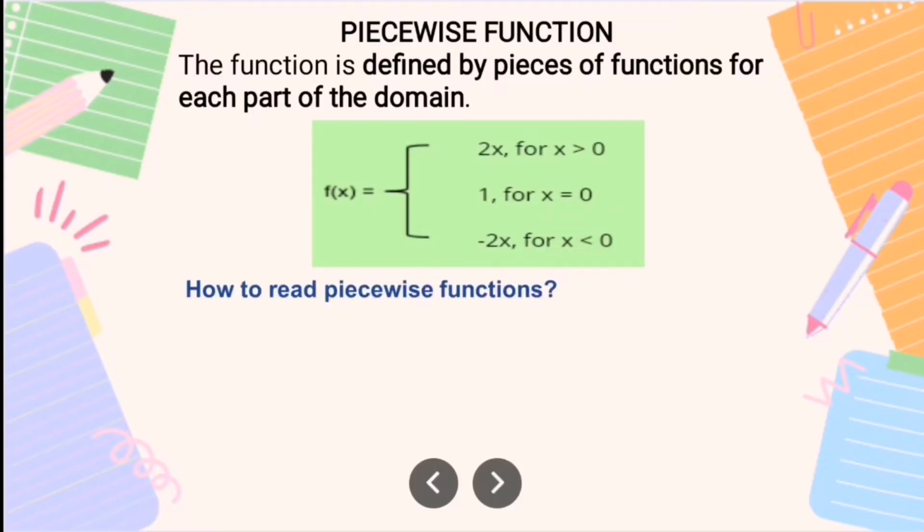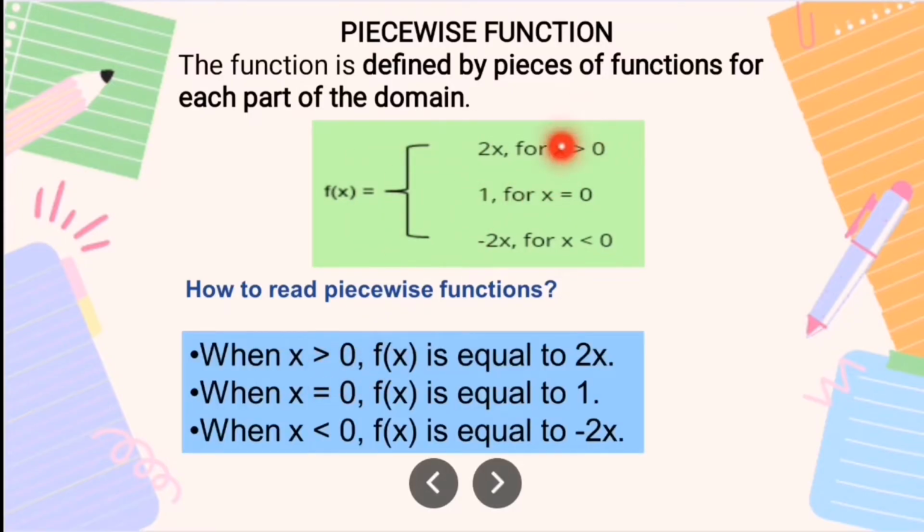How to read piecewise functions? Once we have a given piecewise defined function, we can interpret it by looking at the given intervals. If we take a look at this example, we can read it as: when x is greater than 0, f of x is equal to 2x. When x is equal to 0, f of x is equal to 1. When x is less than 0, f of x is equal to negative 2x.